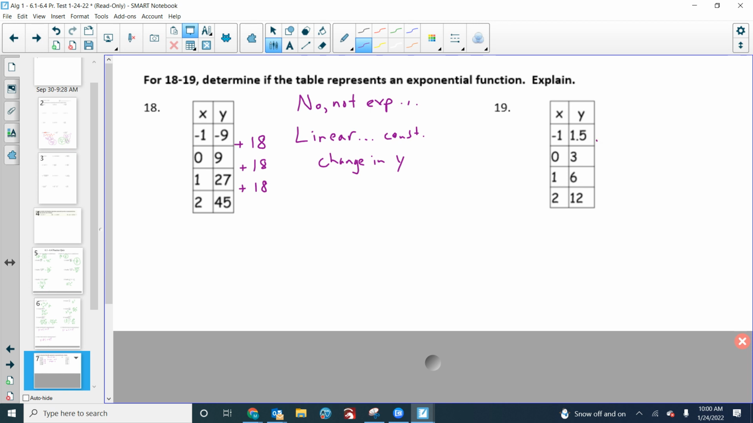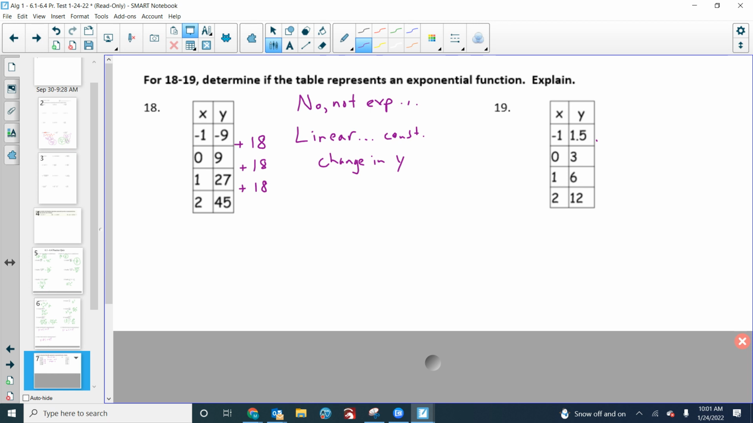All right, let's check to see if there's a constant change. Okay, 1.5 to 3, that's up 1.5, right? But then 3 to 6, that's up by 3, and then 6, that's up by 6. Okay, not linear. Do you agree? Yes. Not constant. So now we have to look to see if there's a ratio, a factor of change, not addition or subtraction, but a factor, multiplication. Do you guys remember how to do that? Alexis, do you remember how to check for exponential?